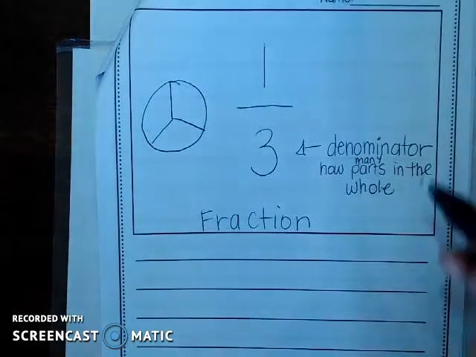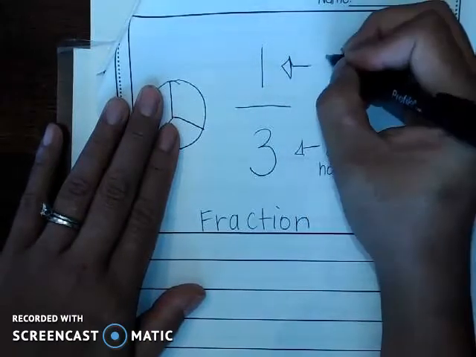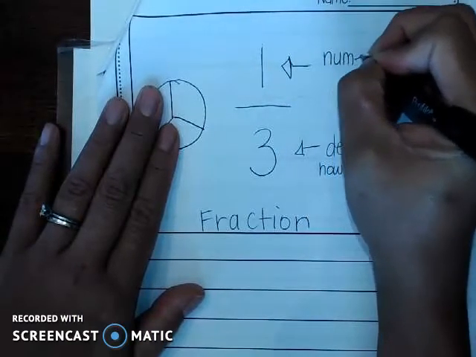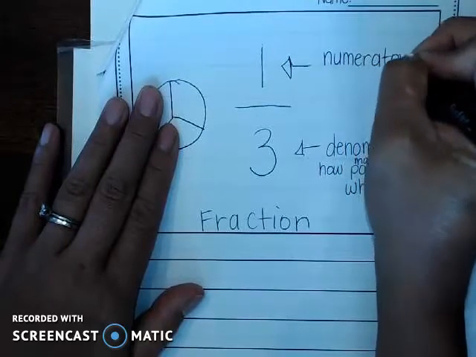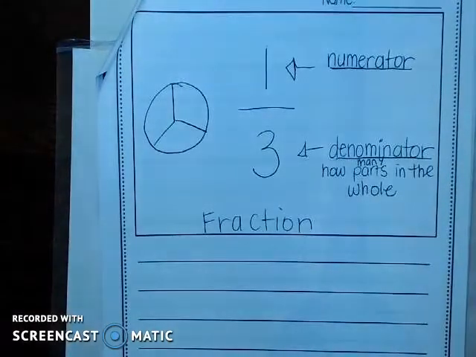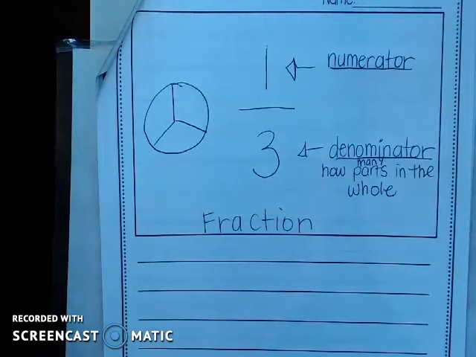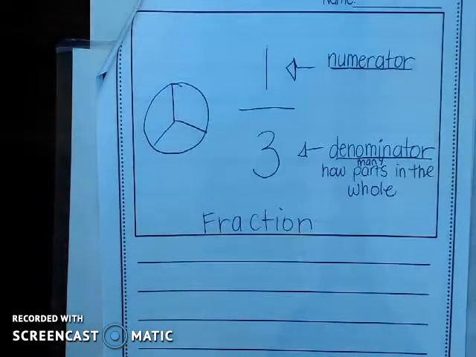And the 1 up here, we call this the numerator. So let's write that down. I'm going to underline my word. Now the numerator is a special number in the fraction as well because it tells us how many parts are we looking at, how many parts are considered, how many parts are colored, how many parts are shaded.